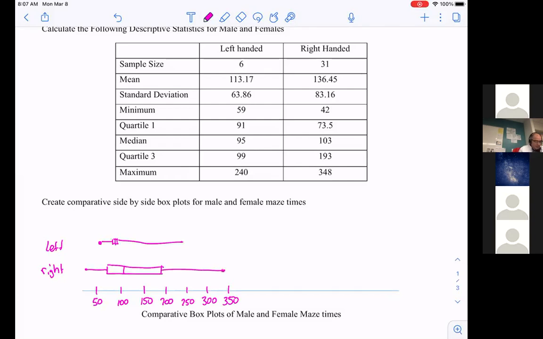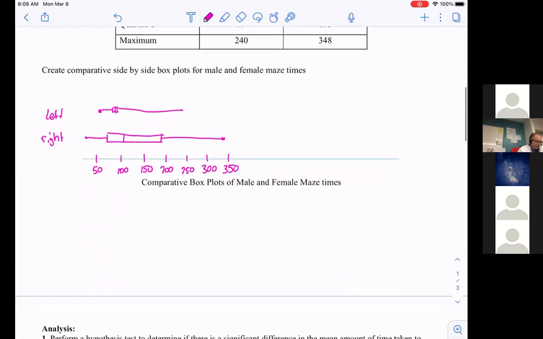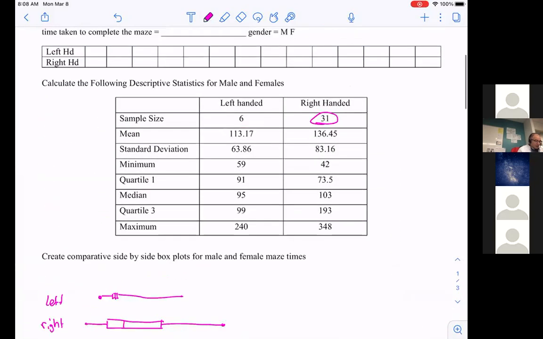All right. So again, when we go to do our assumptions, I have two skewed right sets of data. Typically with anything that you time, it's hard to be fast, but easy to be slow, so they're always typically skewed right. In reality, we were good with the right-handed people because we had 31, so we could go approximately normal there, but we only had 6 left-handed people. So we needed a larger sample to do that. So that's what we're going to compare for that.